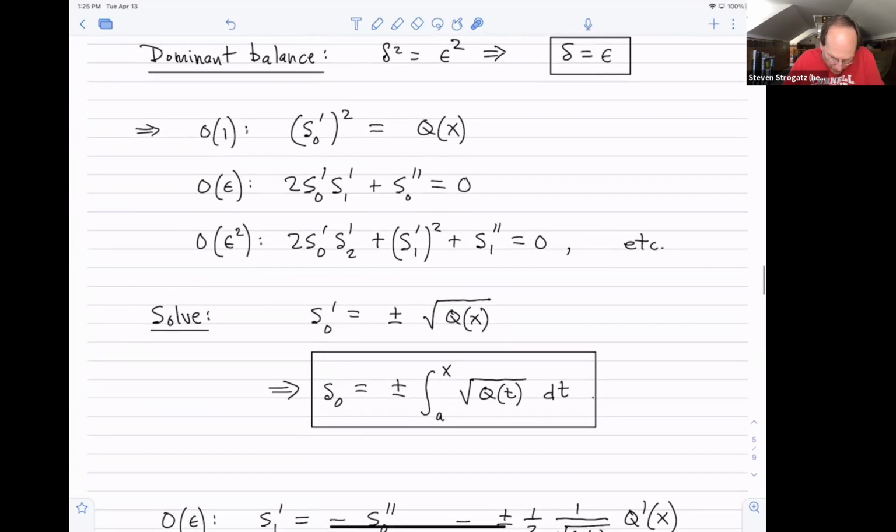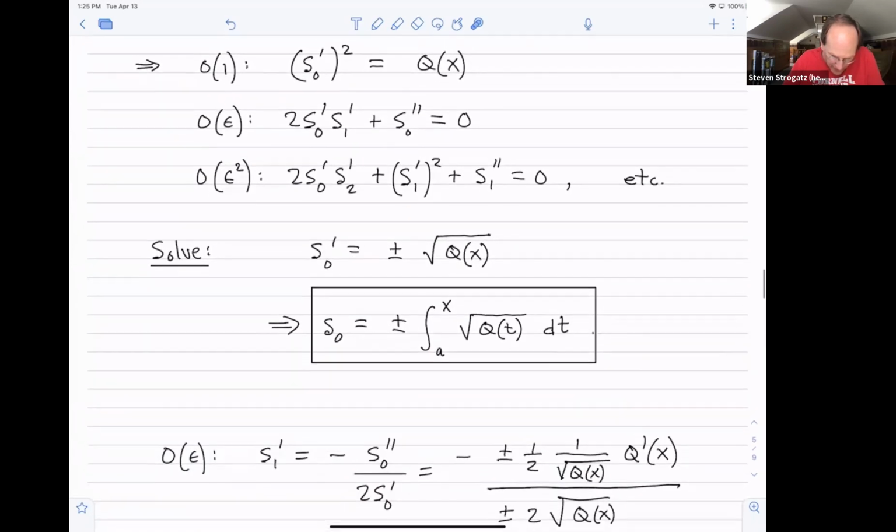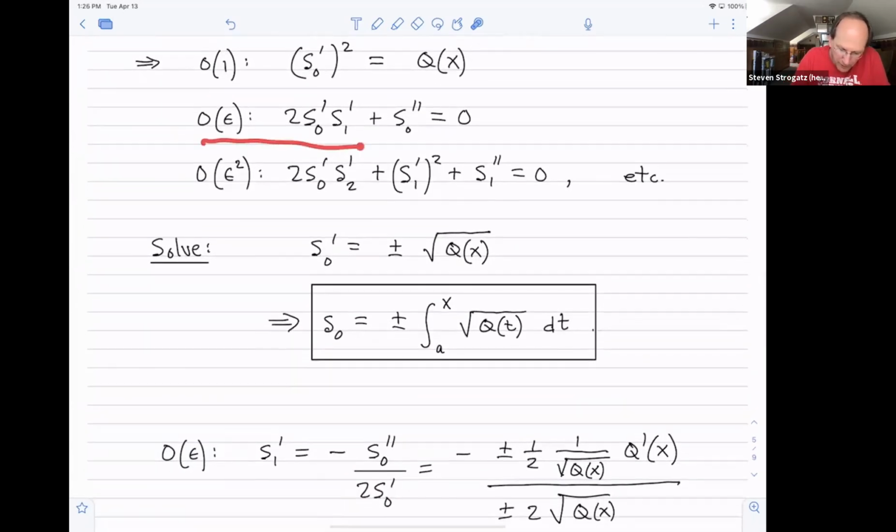Now that we have the S0, we can feed it into the equation at order epsilon, this one up here. Think of this as an equation for S1. So solving for S1 in terms of S0, you get this. And well, I know what S0 is because I just wrote it down. So I can substitute for S0 prime in the denominator. That's this plus or minus square root of q.